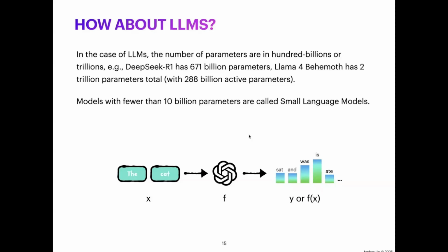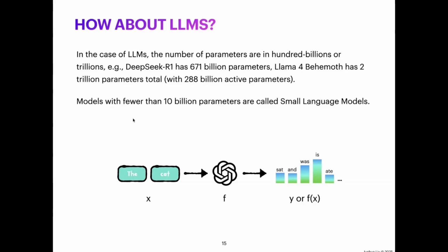Now let's superposition this model into large language models. In the case of large language models, the number of parameters is not just two, but can go to hundreds of billions or even trillions. For instance, the largest open source model, DeepSeek R1, reportedly has 671 billion parameters, and Llama 4 has 2 trillion parameters in total, but it uses this MOE architecture. So at each point of time when it does inference, it will activate 288 billion active parameters.